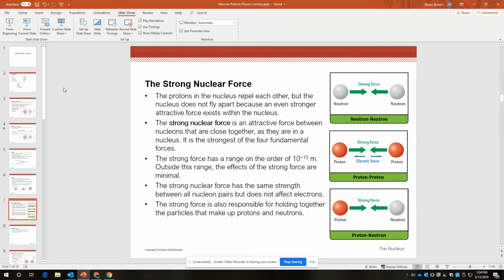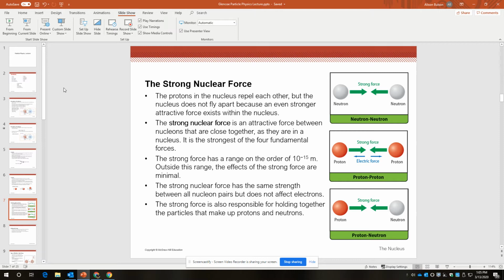So a proton and a proton getting real close together in a nucleus experience a huge repulsive force, like charges repel. But fortunately, nuclei don't tend to fly apart, at least under most conditions, because an even stronger attractive force exists within the nucleus. So there's a force that's fighting that electrical repulsion once protons get close together in the nucleus. That force is the strong nuclear force.